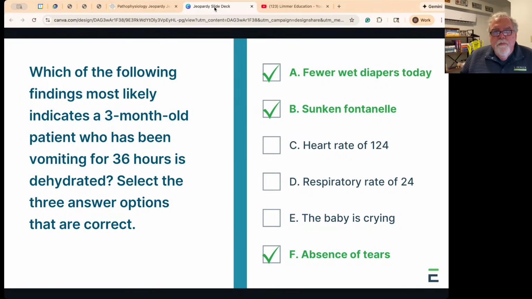A heart rate of 124 and a respiratory rate of 24 in a 3-month-old isn't bad. Baby crying? No, they can cry for a lot of reasons. They might cry just because we walked in the room. Fewer wet diapers, sunken fontanelle, and absence of tears. All right?